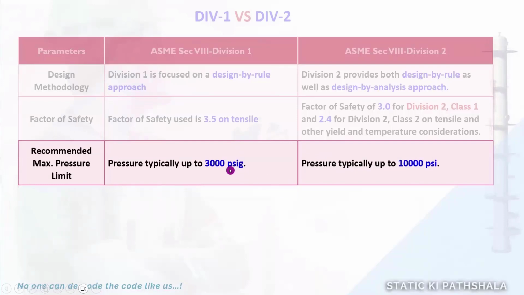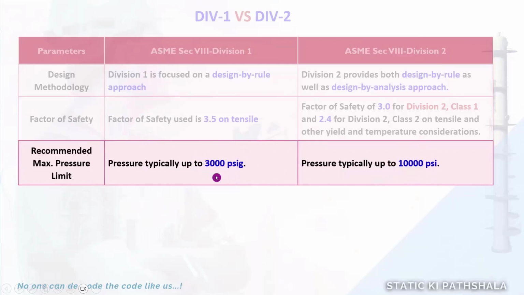So what we can say, Division 1 equations can be used for pressure up to 3000 psi only. When it comes to Division 2, it is up to 10,000 psi. The lower limit for both starts from 15 psi. So here it is 15 psi to 3000, and here it is 15 psi to 10,000. So this is called design by rule. This is called an alternative rule, right?